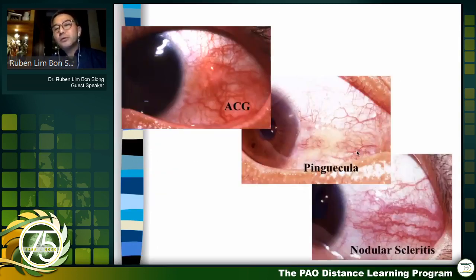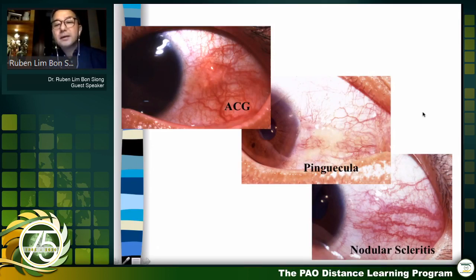So putting the three pictures side by side, because basically they are in the same area. This is an elevated lesion. This is an ACG. This is an elastoid degeneration, surrounded by focal inflammation and congestion. And here is the focal nodular scleritis. They're actually not all the same. Similar, but not quite.